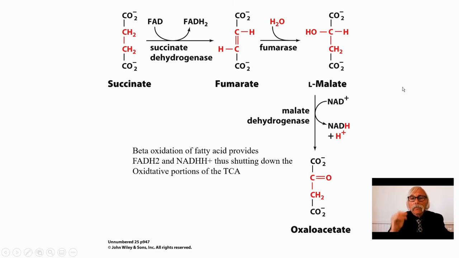Now the other dehydrogenase enzymes in the pathway, isocitrate dehydrogenase and ketoglutarate dehydrogenase, will also be inhibited because of the NADH made from beta oxidation of the fatty acids. So you're getting beta oxidation rather than TCA cycle. Okay.